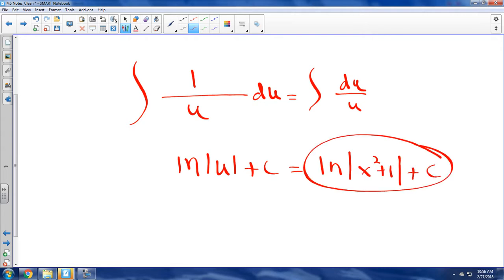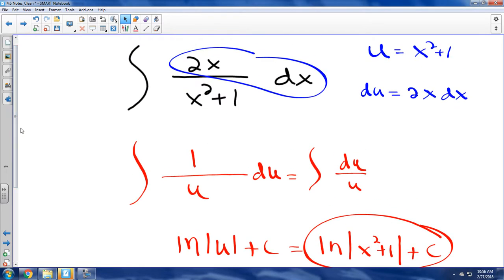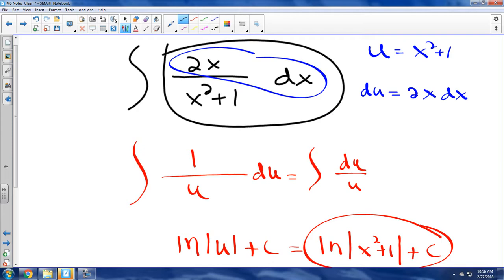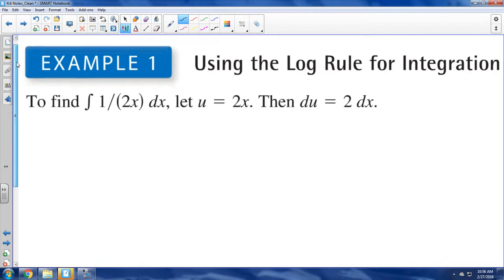Now, if you don't believe me, take what's in the red circle and derive it. Just take the derivative of that, and it will come out to your integrand. It will come out to what's inside your integral right here, this part. Okay, so let's talk some examples.